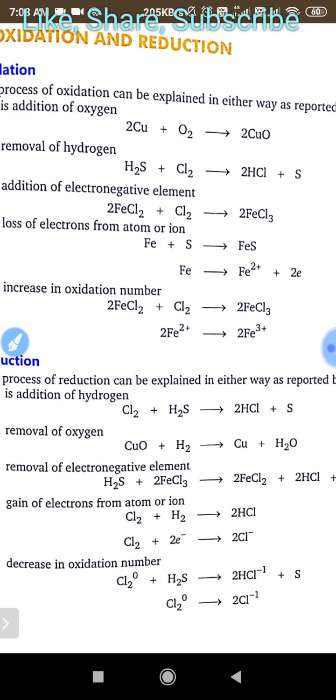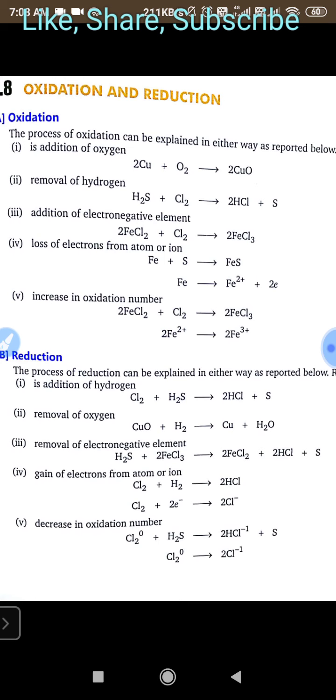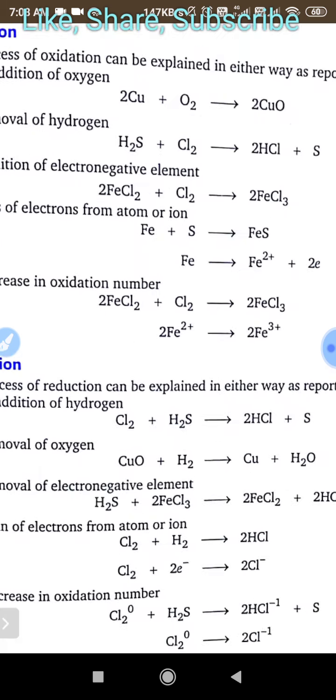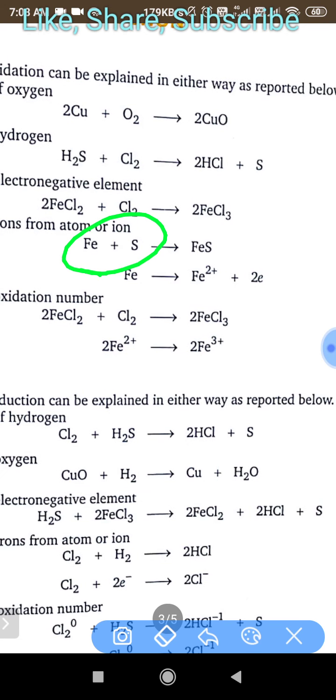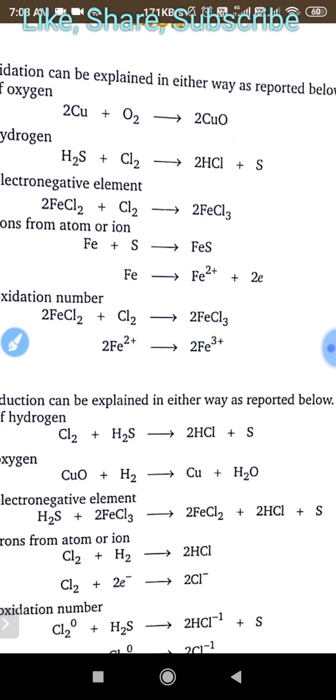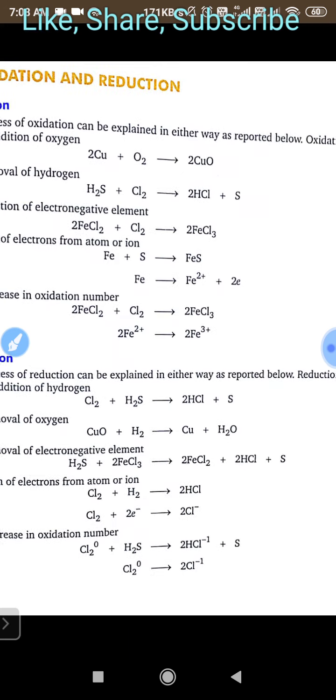Next is loss of electron from atom or ion. If electrons are lost from any atom, you can see here from iron, electrons are removed in this process. Two electrons are removed, so that's why it is known as the process of oxidation.